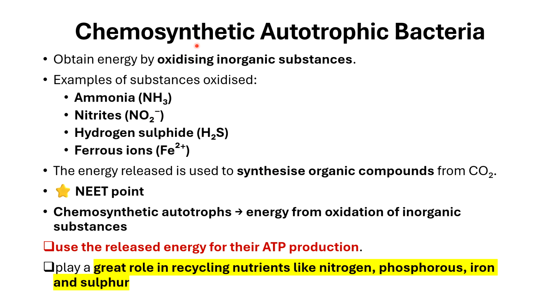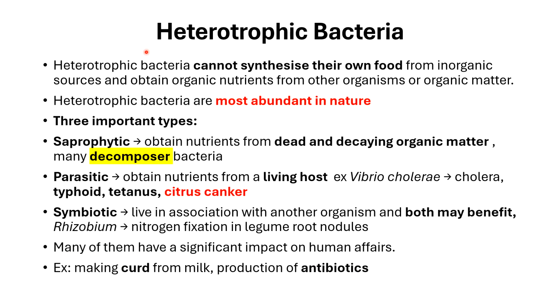So the chemoautotrophs obtain their nutritional requirements by oxidation of chemical substances. Now you see the inorganic substances used have nitrogen, sulfur, iron in them. So these chemoautotrophs have a great role in recycling nutrients like nitrogen, phosphorus, iron and sulfur in the environment. Very important point. Okay. Next category of eubacteria is heterotrophic bacteria.